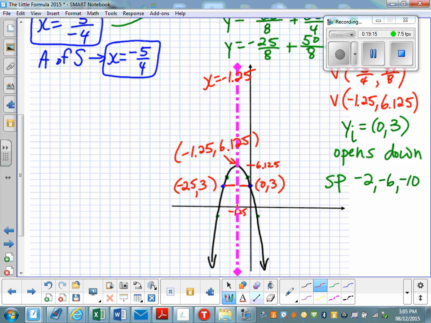Okay, so we're going to talk more tomorrow about the little formula. It's a little bit more straightforward than completing the square, and it can be helpful for us. So we'll see you tomorrow.